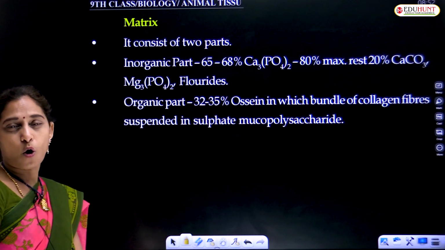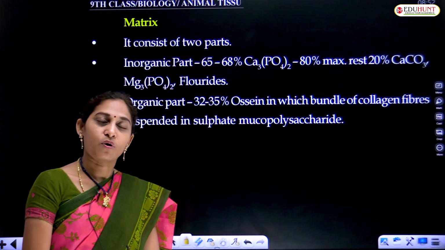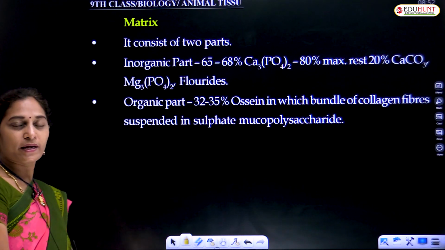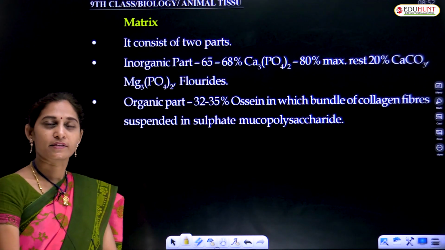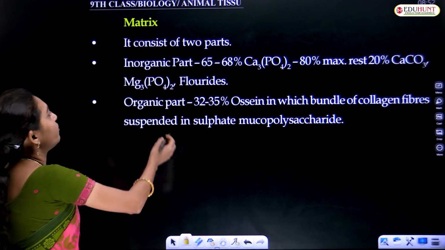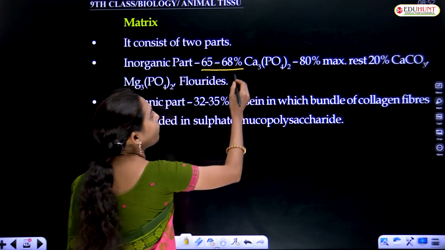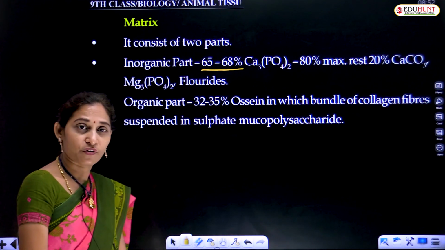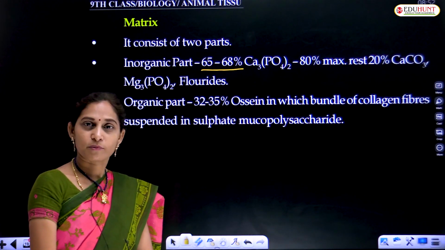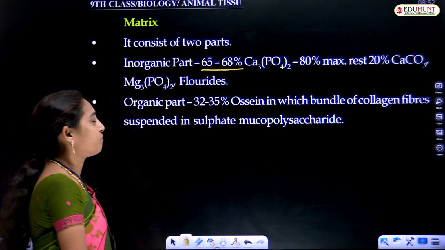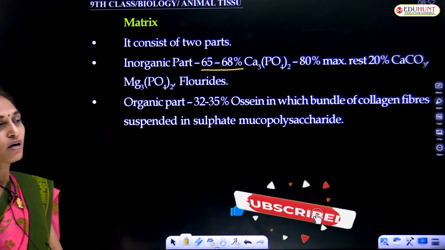The matrix of the bone possesses two main parts. One is the inorganic part and the second is the organic part of the bone. And inorganic part lo ekkuva calcium untundi. Inorganic part lo calcium phosphate untundi, alage calcium carbonate untundi, magnesium phosphate untundi, fluorides kuda untayi.